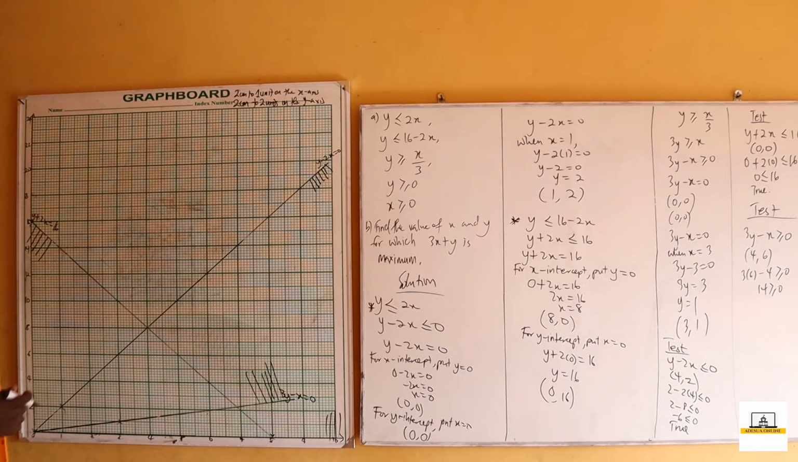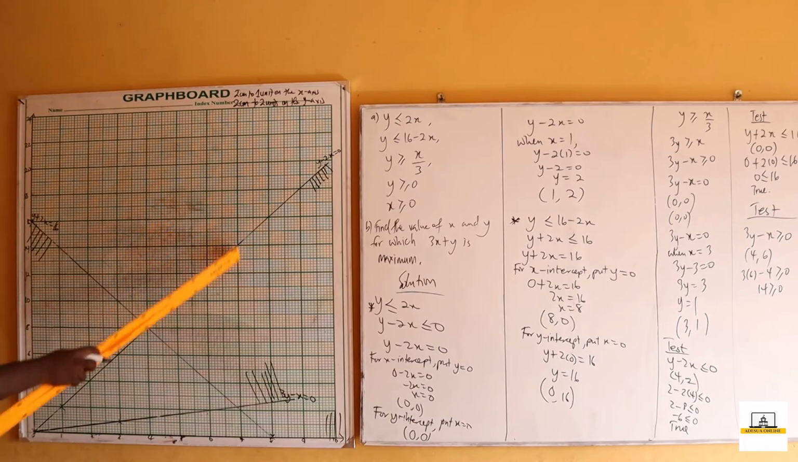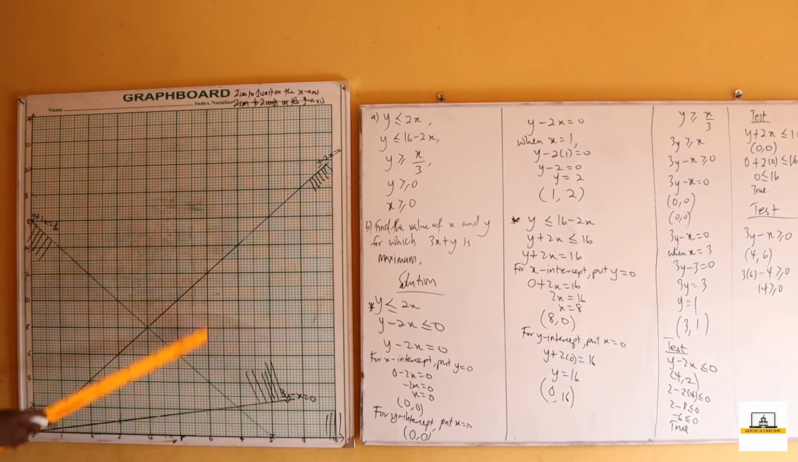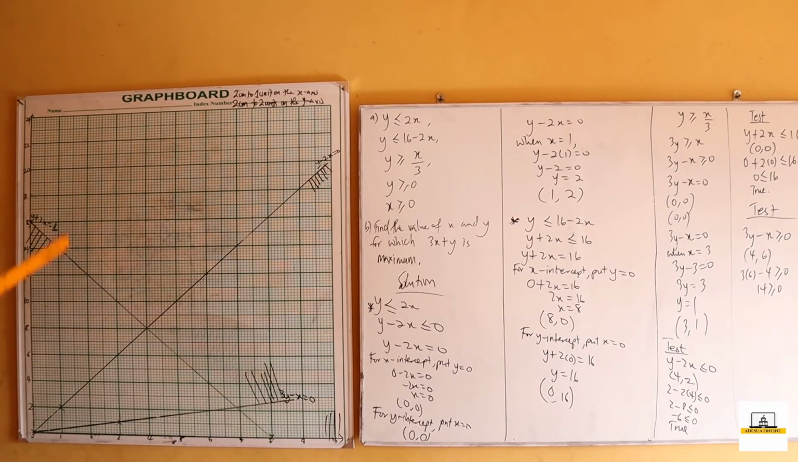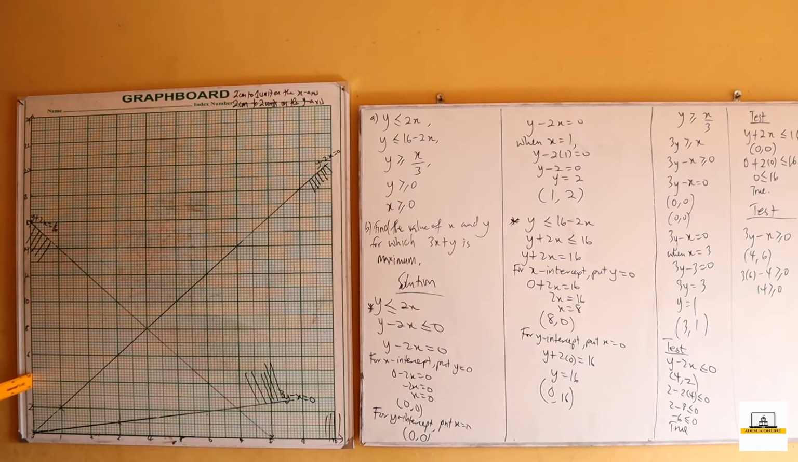Then we have x is also greater than 0. So if this is x equals 8, x equals 7, x equals 6, x equals 5, 4, 3, 2, 1, x equals 0 is our y-axis, okay? So if this is our y-axis, we are saying values that are greater than 0, they are to the right. So it means the whole of this line is also going to the right.